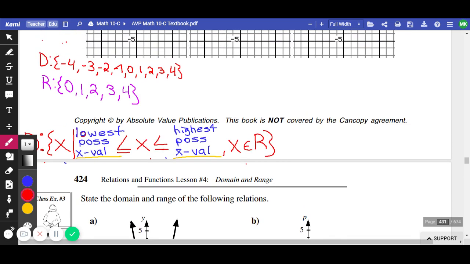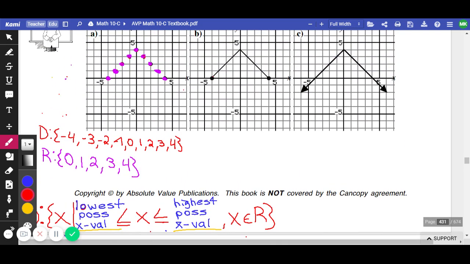All right, let's look at how this actually works for a question. So we've got this graph right here. Look at this second question here, graph B. We have to use that format, set builder notation, to state the domain. It starts off with D, colon, curly bracket, x, such that, x bar. Domain is x values such that.